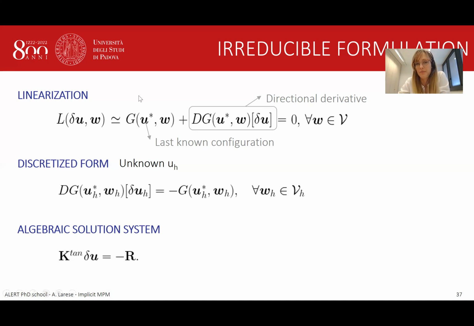So you have your residual in the last unknown configuration and the directional derivatives. I know that most of you know better than me all this stuff, but it's just for coherence. We are just going through them. Then you obtain a discretized form, just substituting your continuous unknown with your finite element unknown. So you evaluate it on your nodes, u_h basically, and you obtain your algebraic system that can be seen as K du equal to the residual.